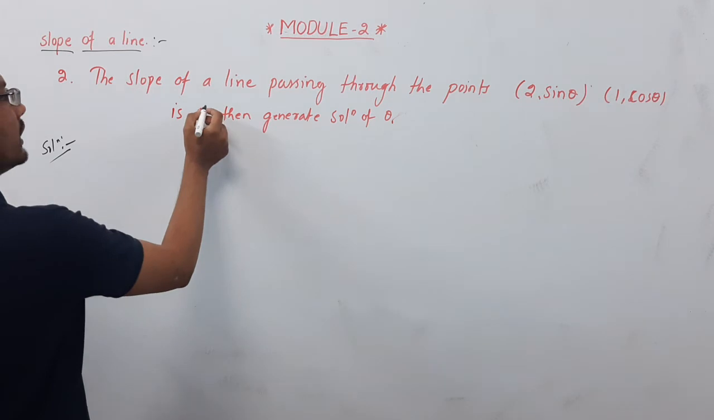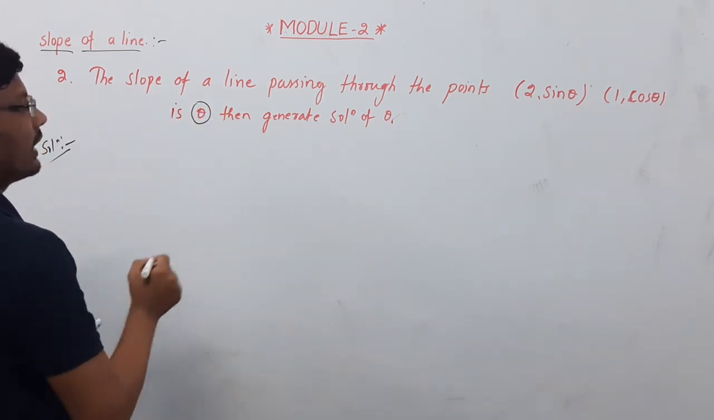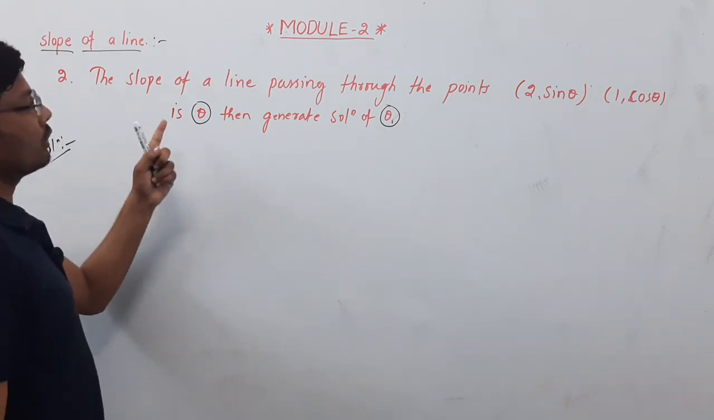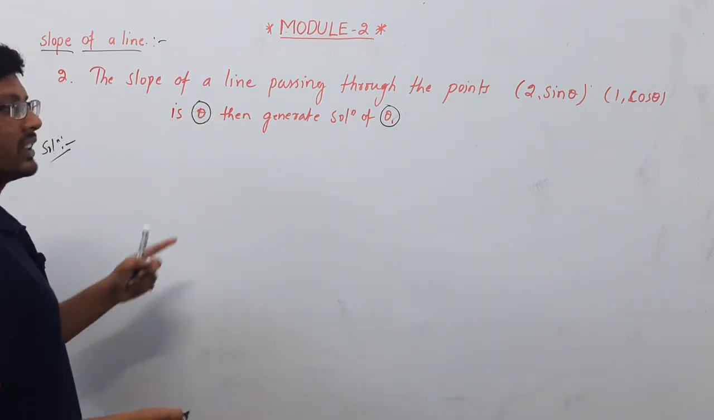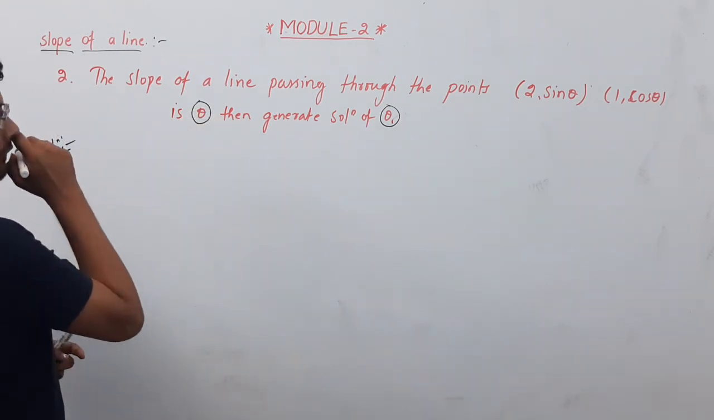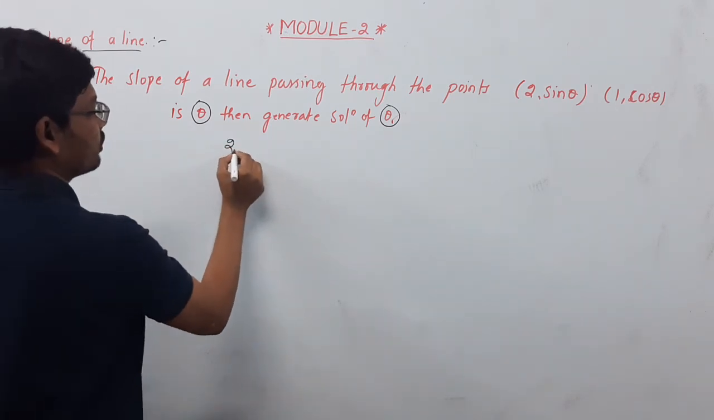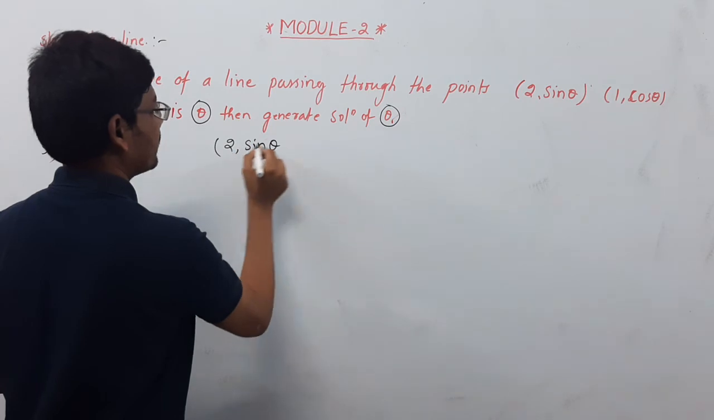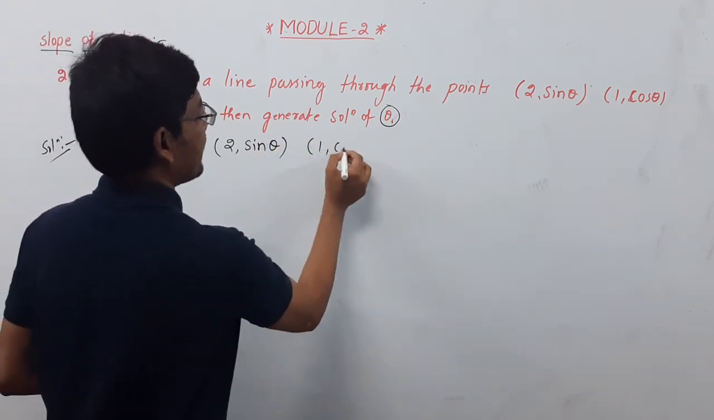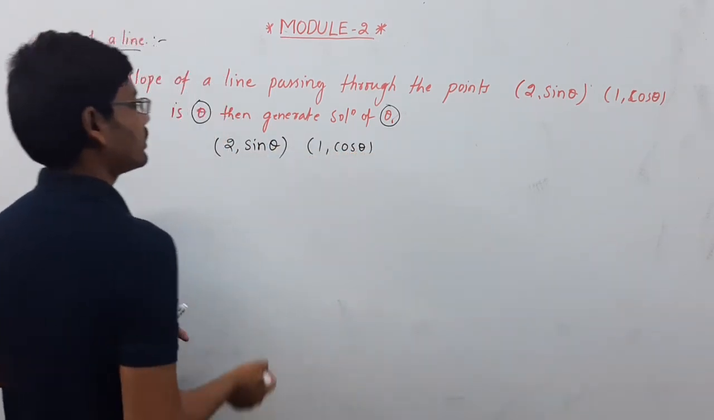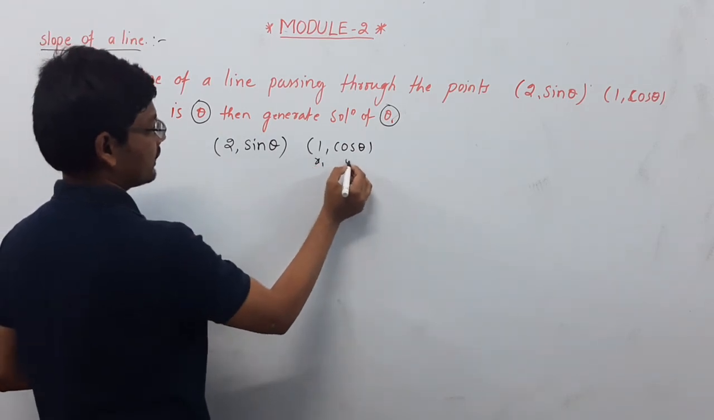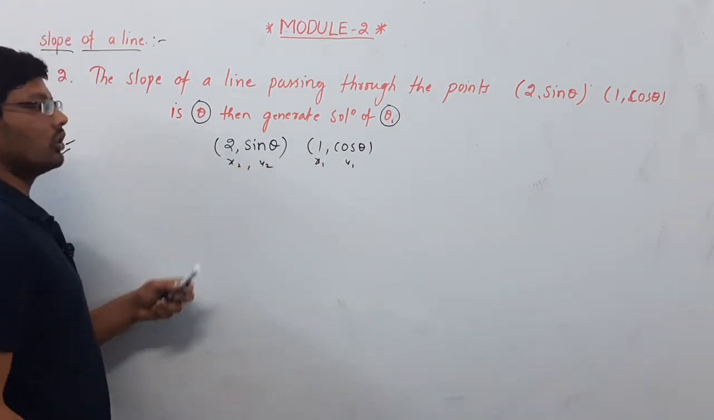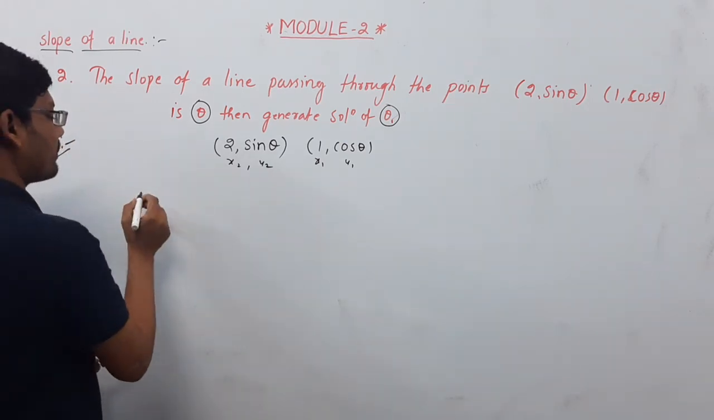So here he is asking to find theta and then the solution of theta. Here he is asking two terms in this condition. First, he has given 2 points: 2, sin theta, this is 1 point, and 1, cos theta, this is one more point here. So I am taking this as x1 and y1, and this as x2 and y2 here. So the slope formula is here.